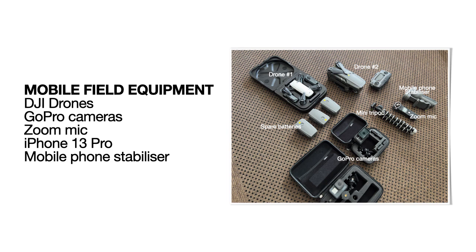Next to that is a mobile phone stabilizer. I also use my iPhone 13 Pro quite a lot in the field as well, and even though it's got stabilization built in, I also use an external stabilizer, which is a lot better and more stable. So this is, in essence, the technology I use, which fits in a small bag. If I'm on a kayak, a small waterproof bag, or indeed a backpack, so I can be quite agile in the field.